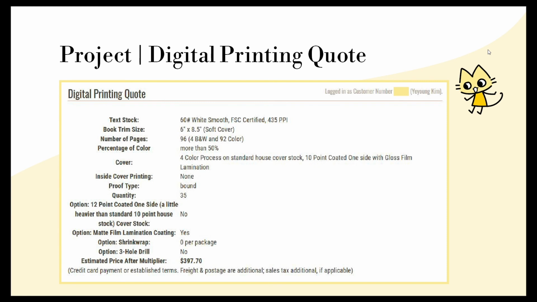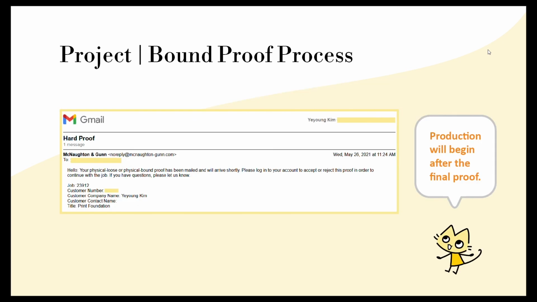The cost of the book production was around $460 for 35 copies, including the shipping fee. The book has 96 pages on white smooth stock and will have matte finish for the cover. The bound-proof process is done, and the books are currently under production. The copies will be delivered to the GRC resource room before fall quarter of 2021.